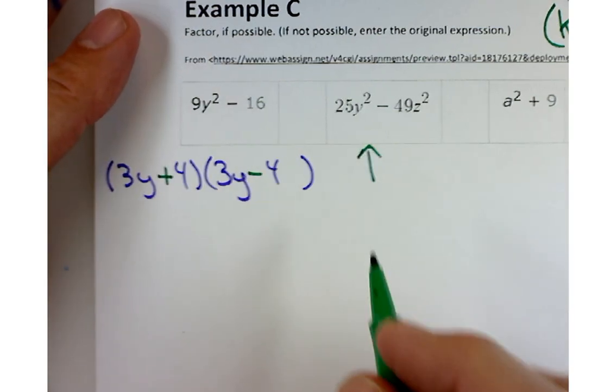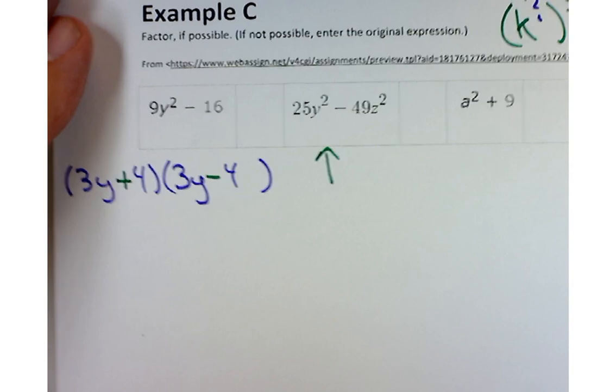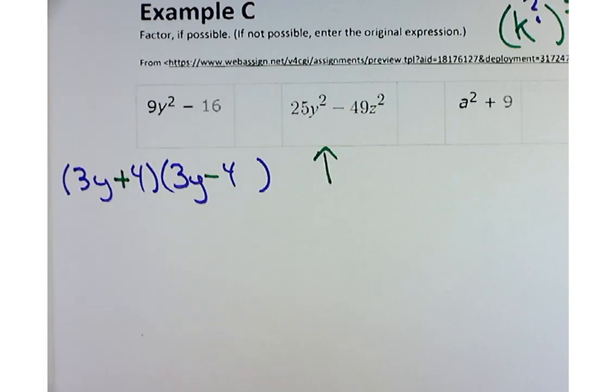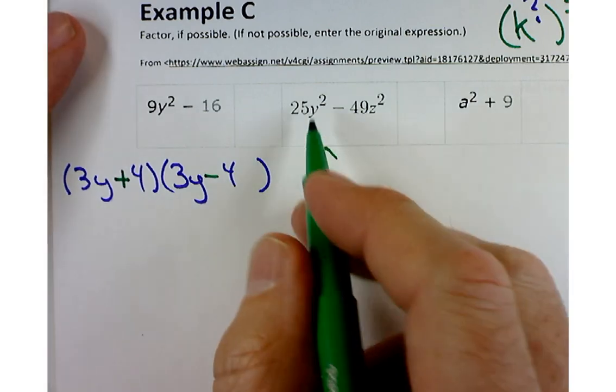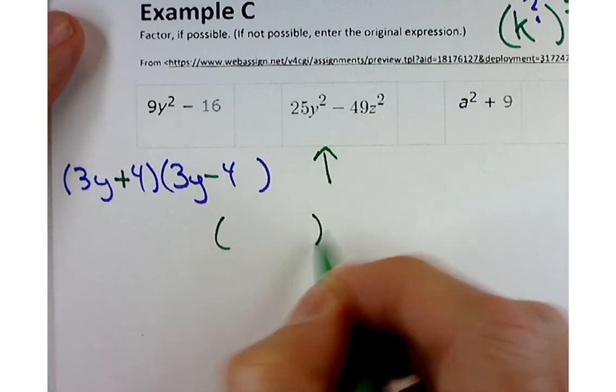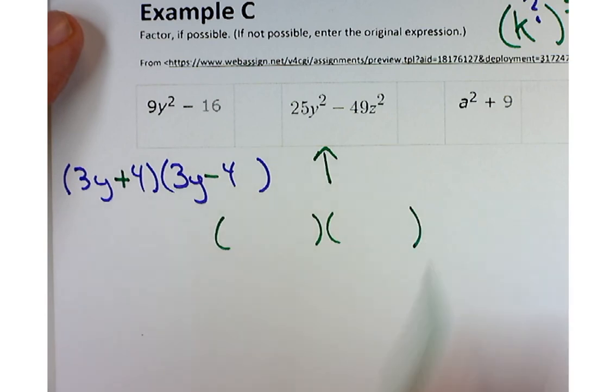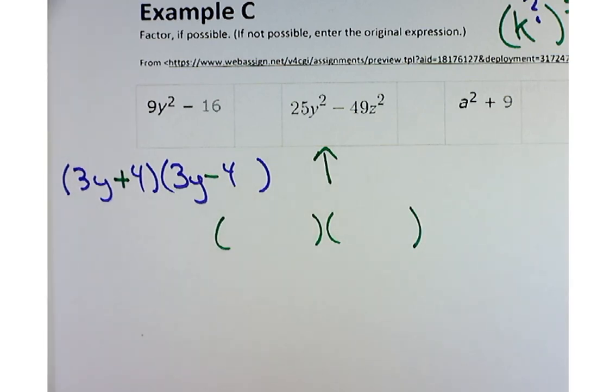Let's try the next one. You've got 25y squared minus 49z squared. There's no common factor here. Bummer. It's nice when there's a common factor; you can make your life easier. So you look and start seeing there are only 2 terms, and you start thinking, well, maybe that's the difference of squares.